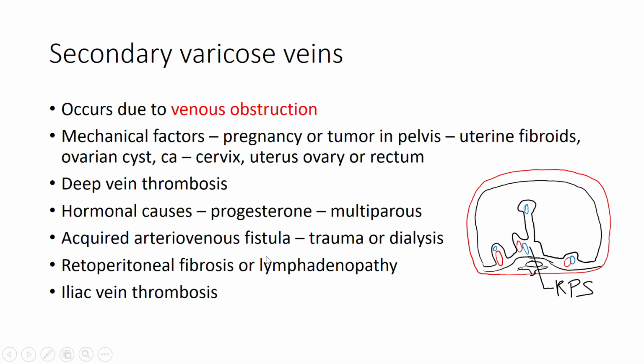Okay, so if there is a fibrosis or a lymphadenopathy, this is again a space occupying lesion, and when it compresses the veins, it can lead to obstruction and it can lead to varicose veins. Again, iliac vein thrombosis is an important cause for varicose veins here, because this iliac vein ultimately gives rise to the femoral vein, and we know that the femoral vein is connected to the long saphenous vein, and it can lead to varicosity if there's a thrombosis here. Okay, so these are the secondary causes of varicose vein.